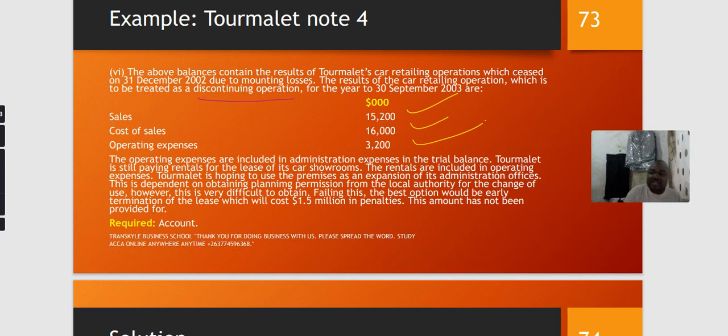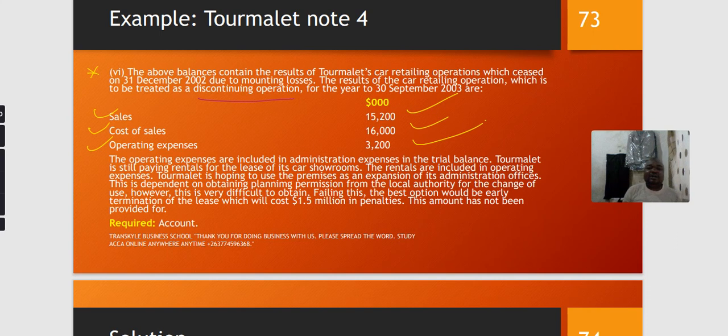We are told that the above balances for Tourmalet were including these items here. This is the meaning of this statement: the above balances contain the results of Tourmalet's car retailing operations, which has ceased. So in the sales figure, there were the sales for the discontinued operations.